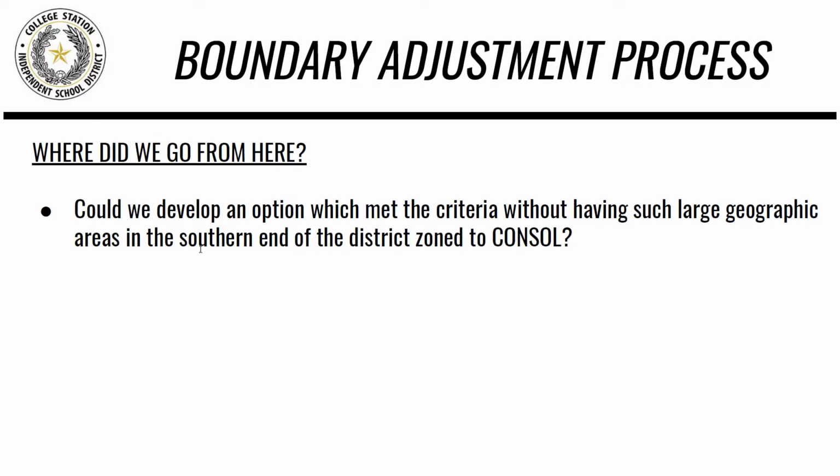So where did we go from the first option? Well, in Cabinet, we asked ourselves, could we develop an option which met the criteria, our objectives, without having such large geographic areas in the southern end of the district zoned Consol?